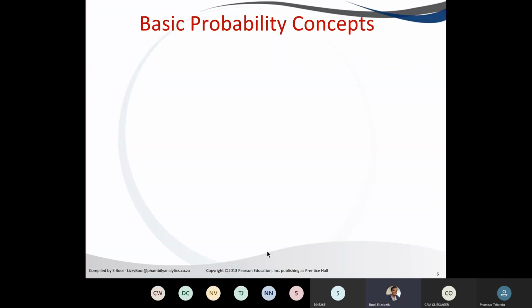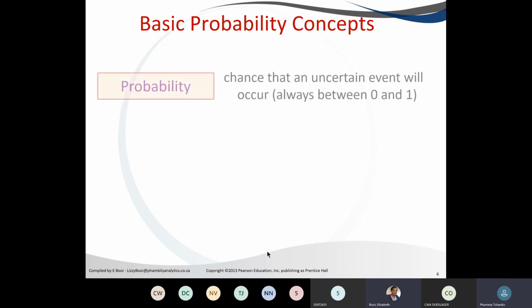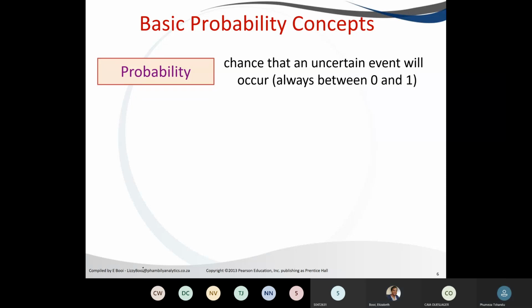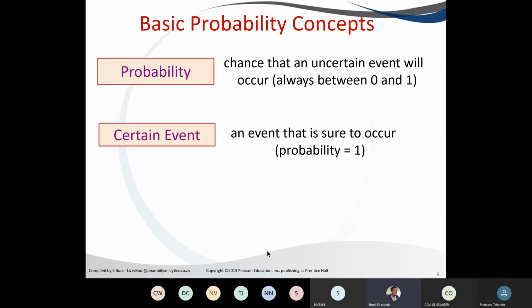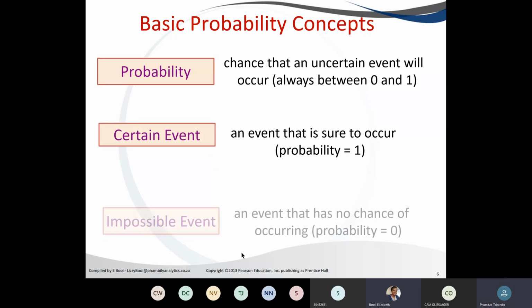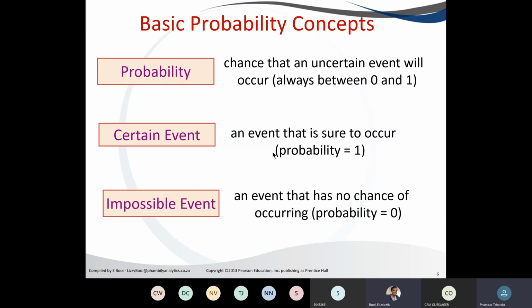So what is probability? That's a question to you guys. Do you know what a probability is? Okay, probability is the chance that something will happen. And if that something is going to happen certainly, the probability will be equal to 1. And if it's not going to happen, which we call the impossible event, it will be equal to 0. The probability of that event happening is equal to 0.